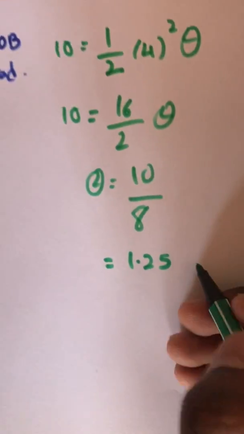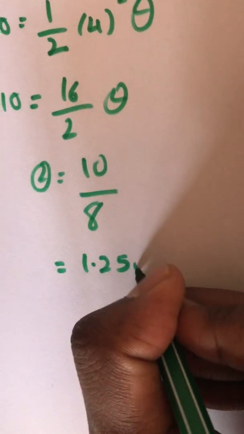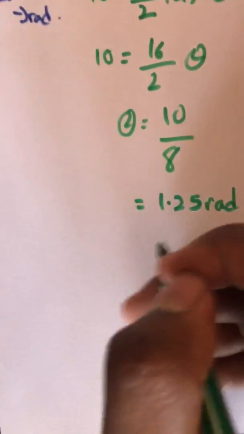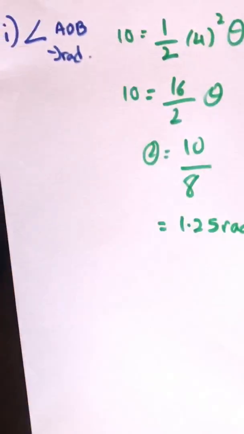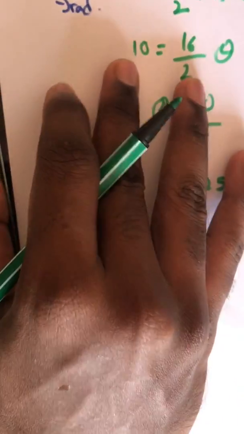10 over 8 is actually 1.25. Now this 1.25 is the angle of AOB, so in what unit? Please remind yourself it's in radians. You must write radian, or you can write a small r, it doesn't matter. Moving forward, the next question asks you to find the perimeter of the shaded region.